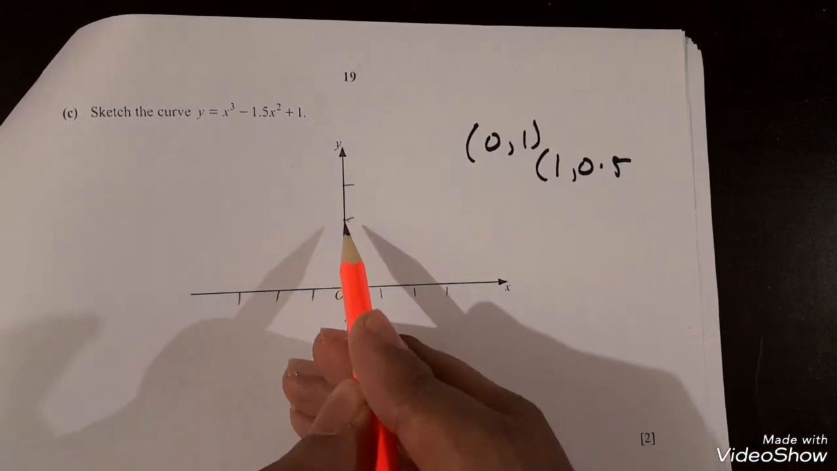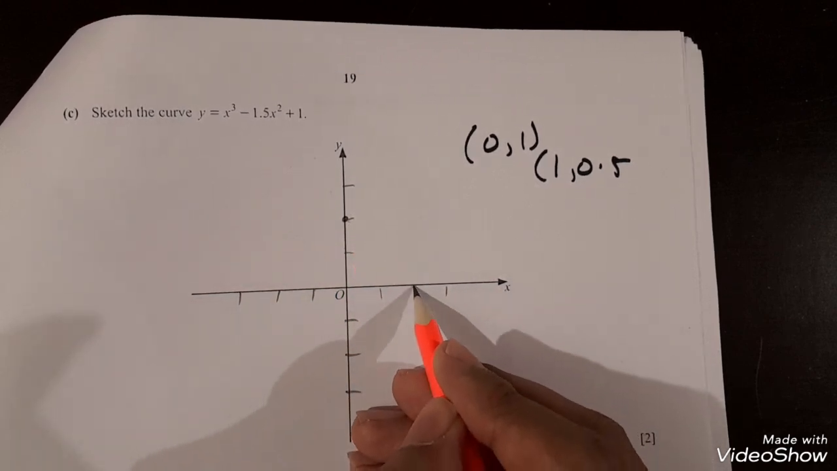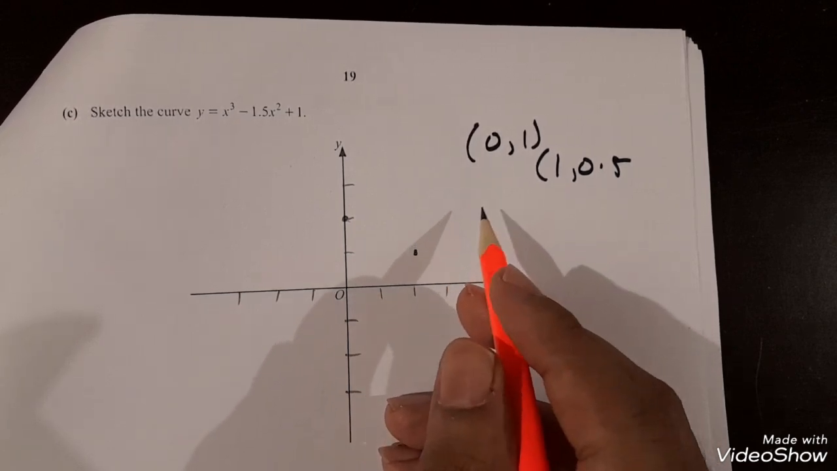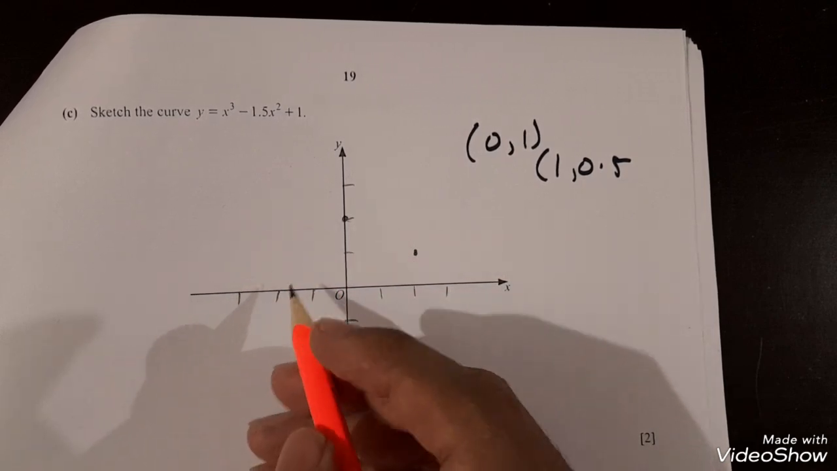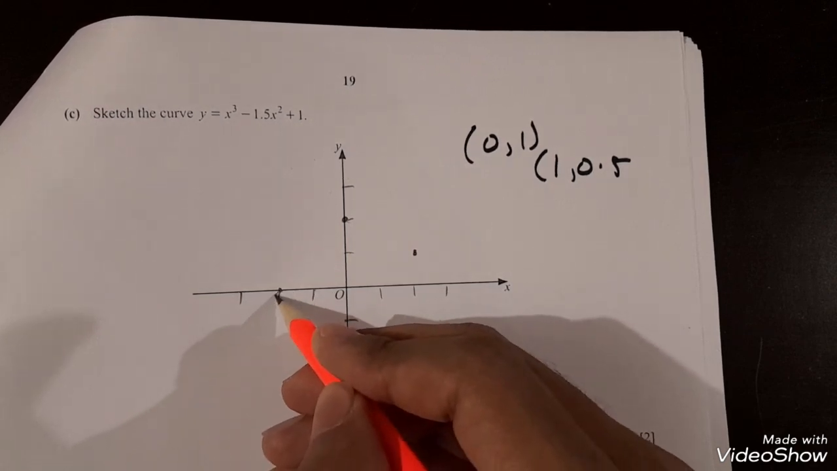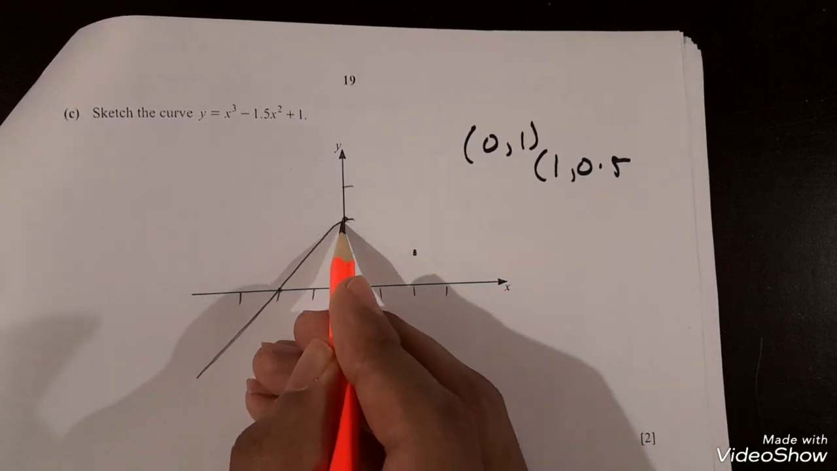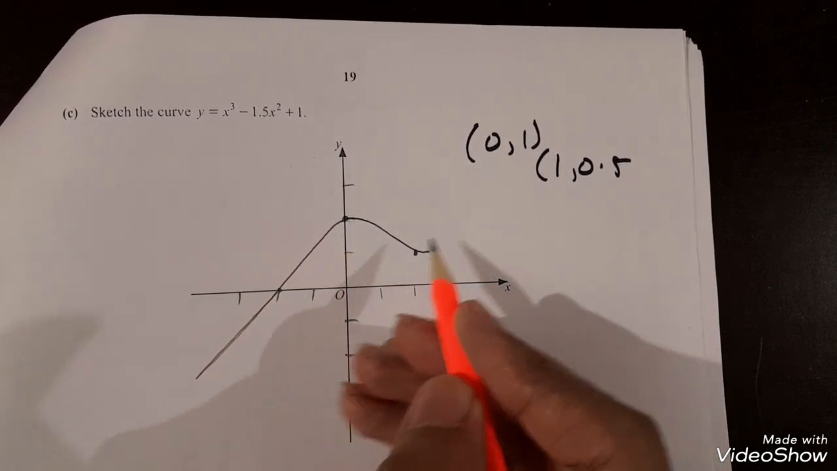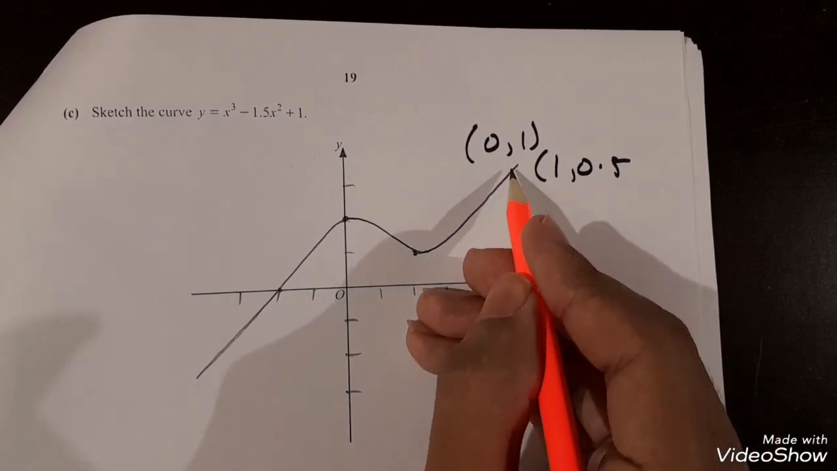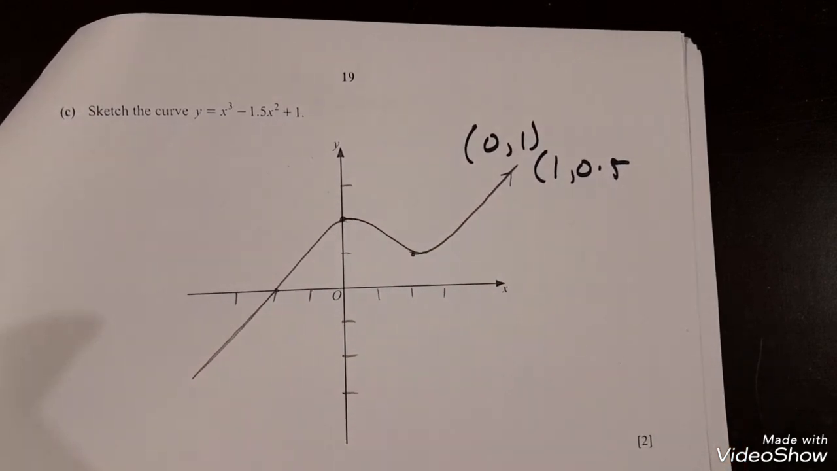At 0 it will be 1 over here, then at 1 it will be 0.5, then again it will go up, and from here it will go down over here. So what we will do is draw a curved line like this, and again it will go upwards. So this is how this graph or the curve will be drawn in part C.